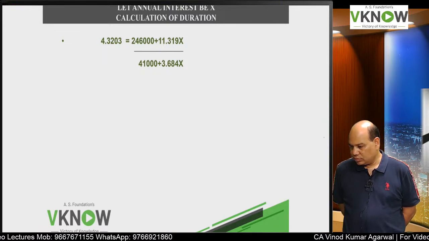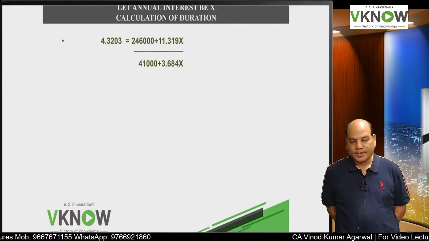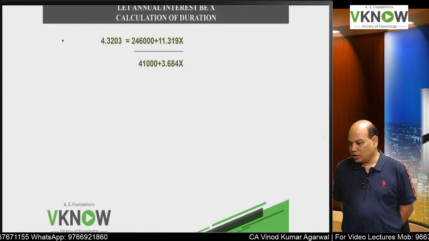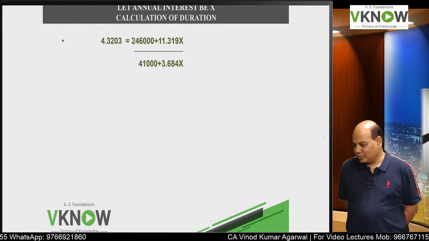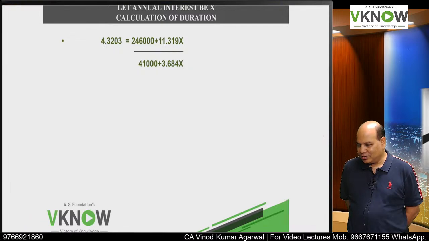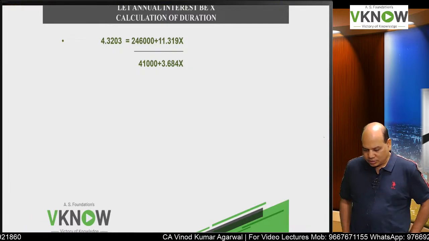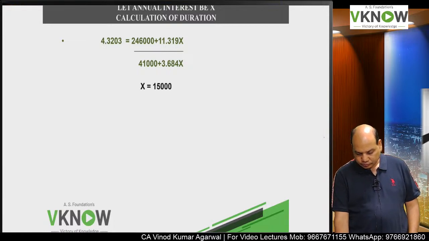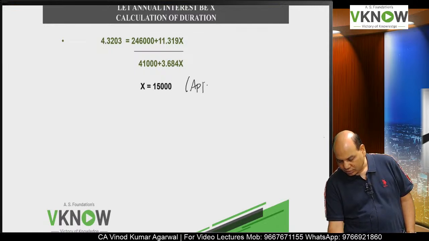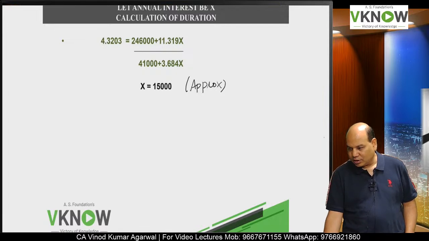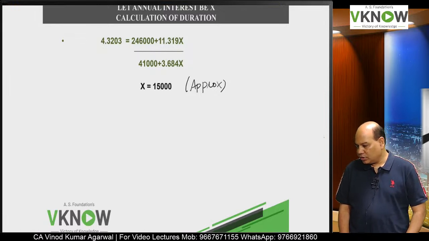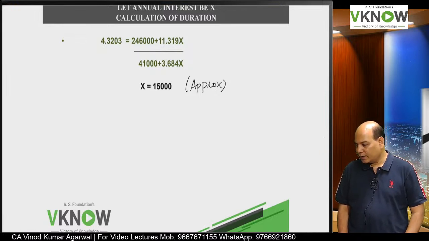Solve. Now you can at least solve and give me X. Let me see who will give the answer first. Come on, come on. Anybody who is able to find the value of X. So it comes to approximately 15,000. Check. Please tell me if it is right. 15,000, is it right? Approximately.